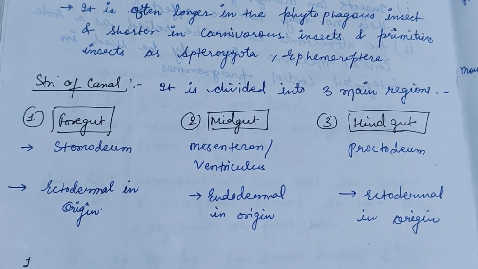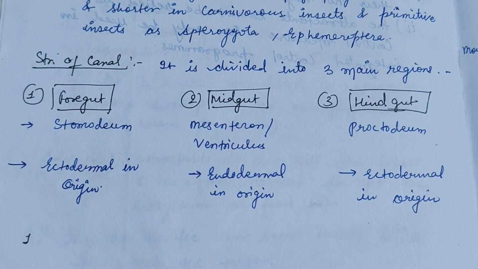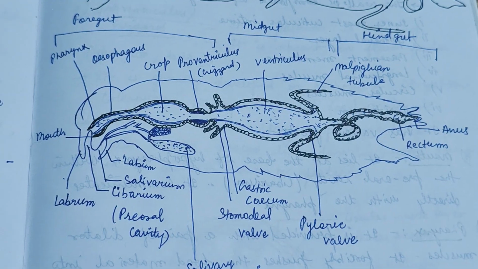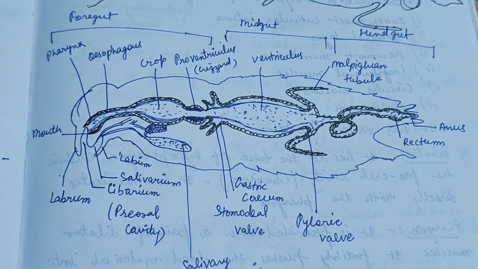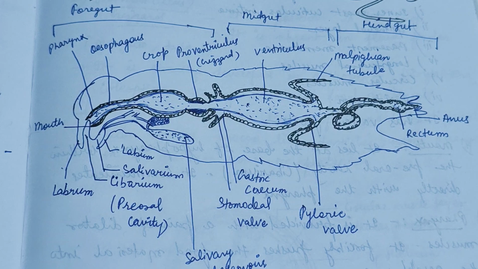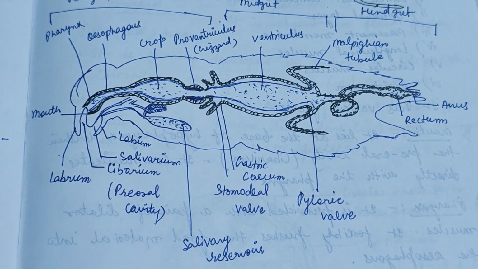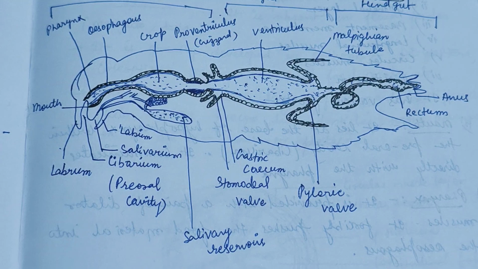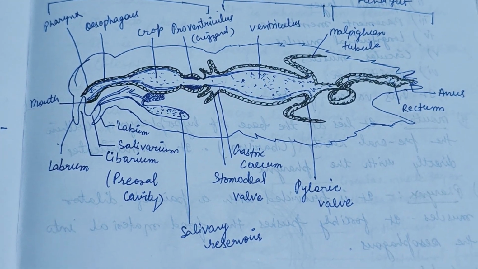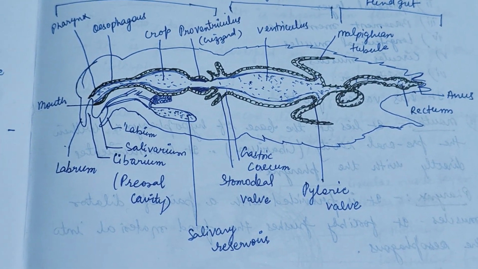Structure of the canal: it is divided into three main regions, that is foregut, midgut, and the hindgut. The figure of the alimentary canal of a generalized insect: the whole body is divided into foregut, midgut, and the hindgut. There are so many glands also present: the gastric caecum, stomodeal valve, pyloric valve, rectum, and anus.